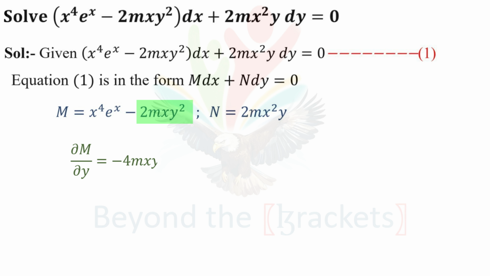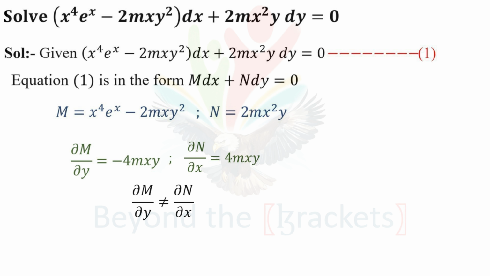Differentiation of y square will be 2y. Differentiating N partially with respect to x, 2my is constant. Differentiation of x square will be 2x. Both the values are unequal, so this equation is non-exact. Again, to conclude what type this equation belongs to, let's do a small rough calculation.